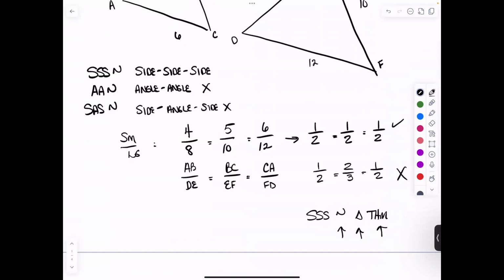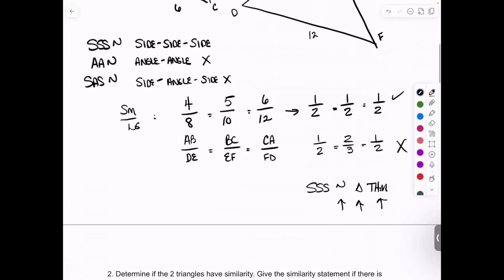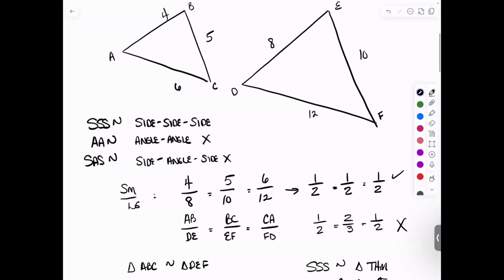Triple side, this little symbol is similarity, triangle for the triangle, and then THM for theorem. I'd like to add to this particular video that I forgot to write the similarity statement. The similarity statement would be ABC, DEF. We're just making sure the corresponding sides are matching when we make that statement.